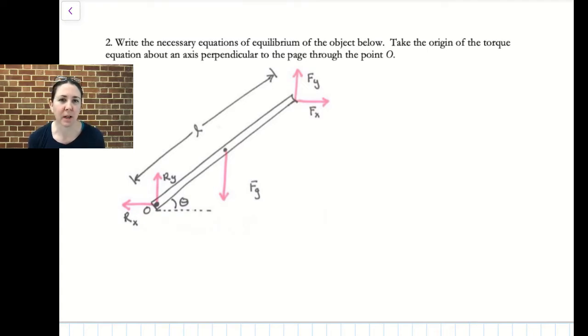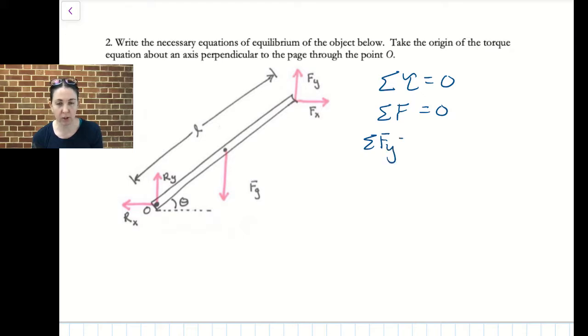This next problem is asking us to find the necessary equations of equilibrium for the object below. So if this object is in equilibrium, that means that the sum of the torque equals 0 and the sum of the forces equals 0. So that's the sum of the forces in the x direction and the sum of the forces in the y direction. So if this is in equilibrium, the sum of the forces in the y direction equals 0.